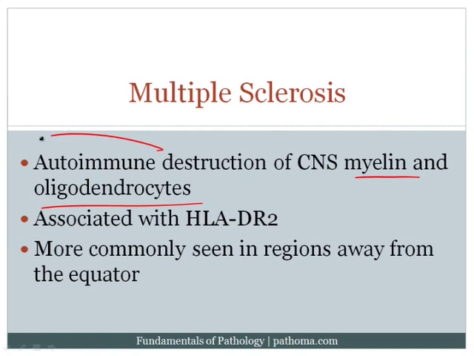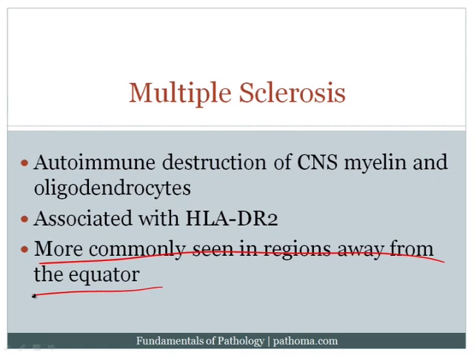Now again, it's an autoimmune disease, and remember the general principle with autoimmune disease is that you have a genetically susceptible individual that sees an environmental trigger. And so the genetic susceptibility here is the association with HLA-DR2, and the environmental trigger is that it's more commonly seen in regions away from the equator, and that's also particularly high yield to know.